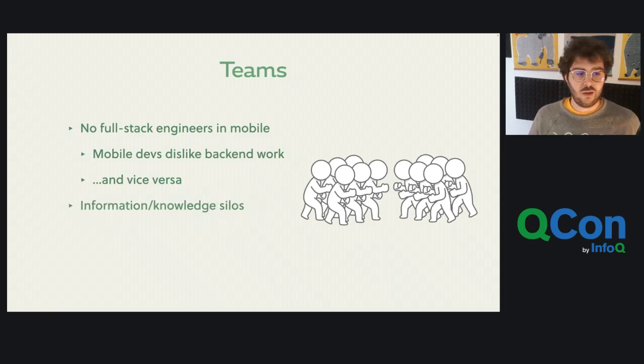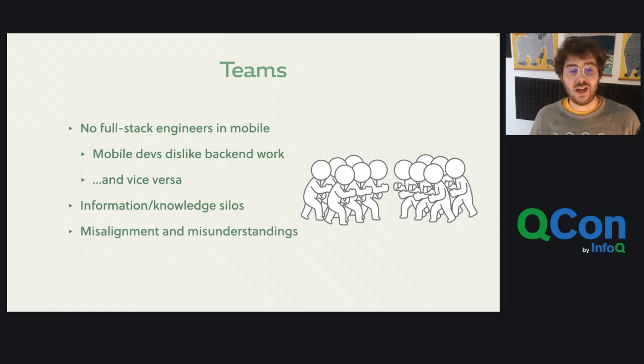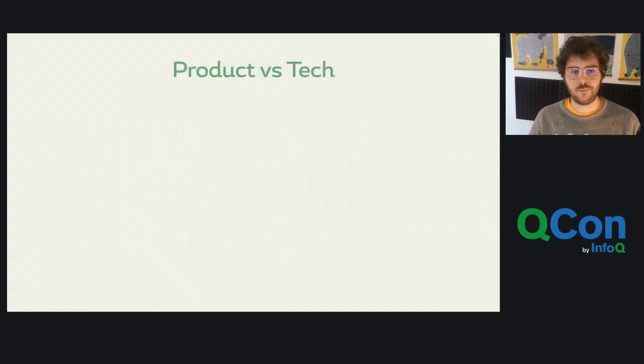So there are information silos and knowledge silos on both sides, and the mobile team and the backend team don't always work together. They might be forced to work together, but they don't really work together, if you know what I mean. And this can cause misalignment of goals, of backlogs, and also misunderstandings, and a lot of other things that you really should be looking into when you're facing a new or an existing app rewrite.